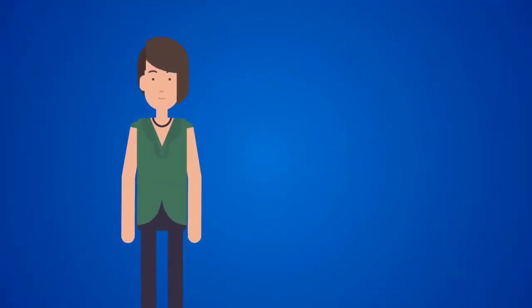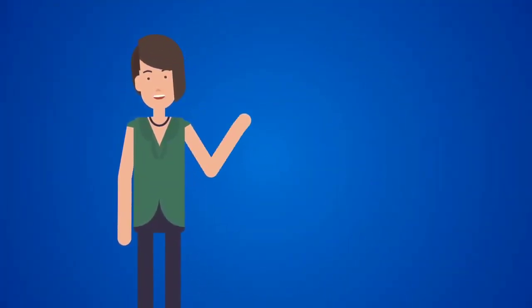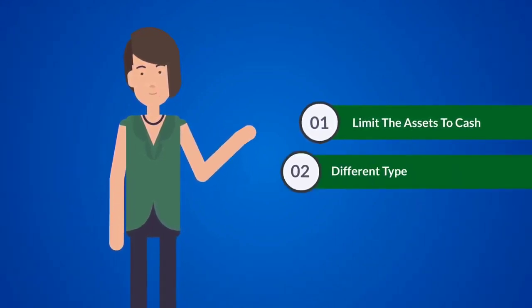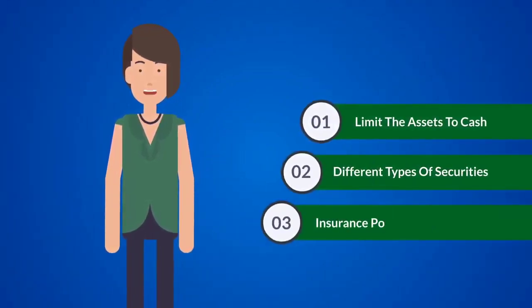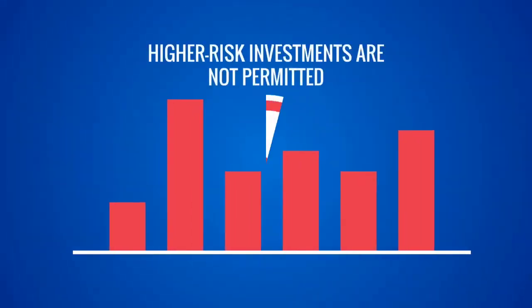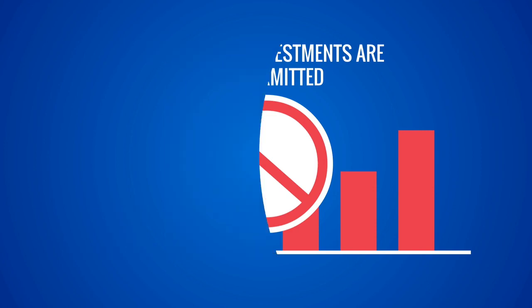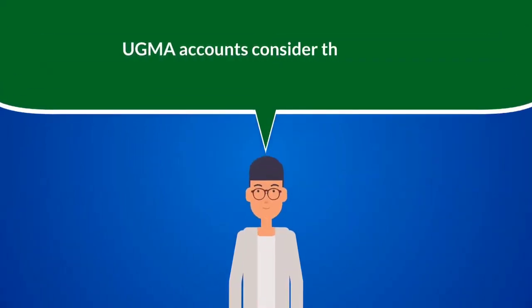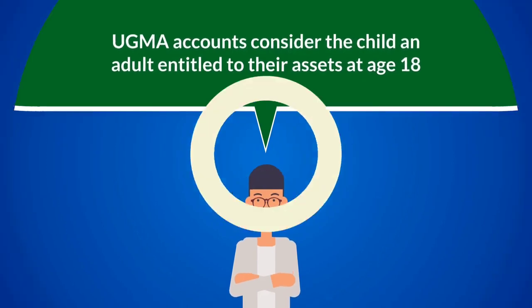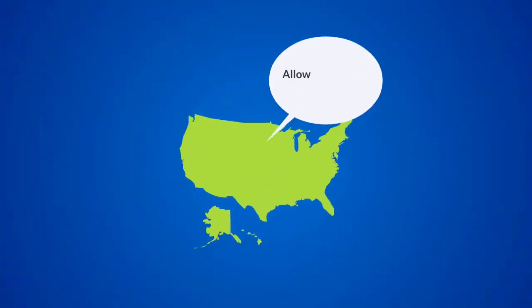While UGMA accounts are a little less flexible than UTMA, UGMA accounts limit the assets to cash, different types of securities, and insurance policies. Higher risk investments, like stock options, are not permitted. UGMA accounts consider the child an adult entitled to their assets at age 18. Unlike UTMA accounts, all states in the U.S. allow you to open UGMA accounts.